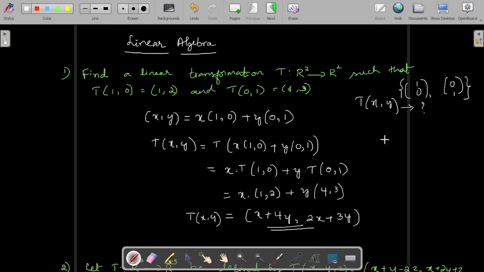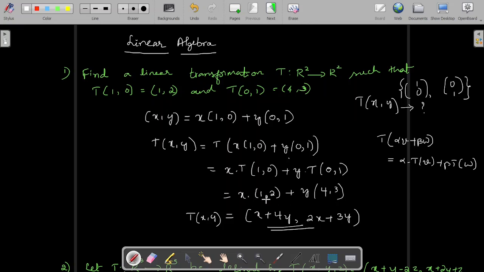As T is a linear transformation, T of alpha v plus beta w is alpha times T of v plus beta times T of w. The same rule applies here because T is a linear transformation, as already given. So x is a coefficient outside: x times T of (1, 0) plus y times T of (0, 1). But they had already given T of (1, 0) is equal to (1, 2). Substitute, plus y times (0, 1) goes to (4, 3).